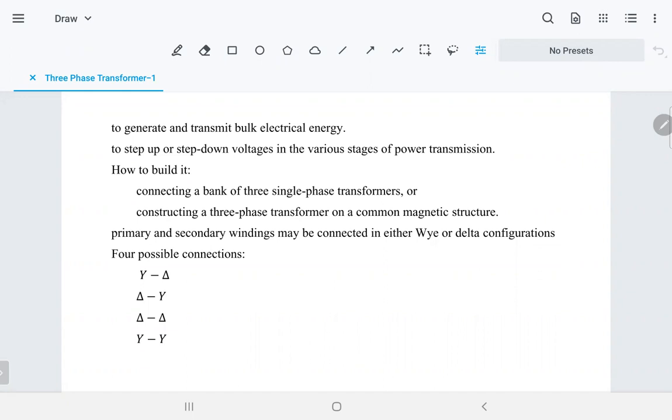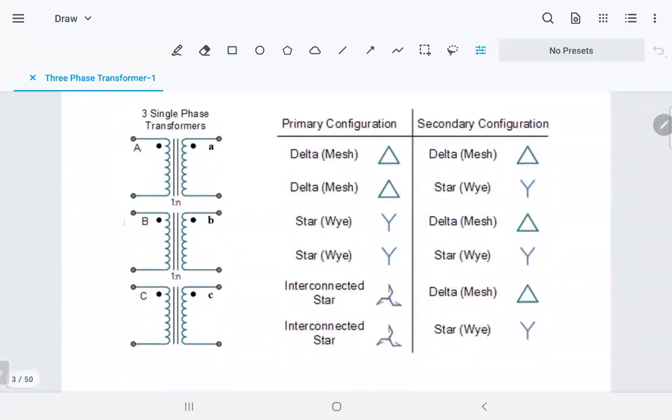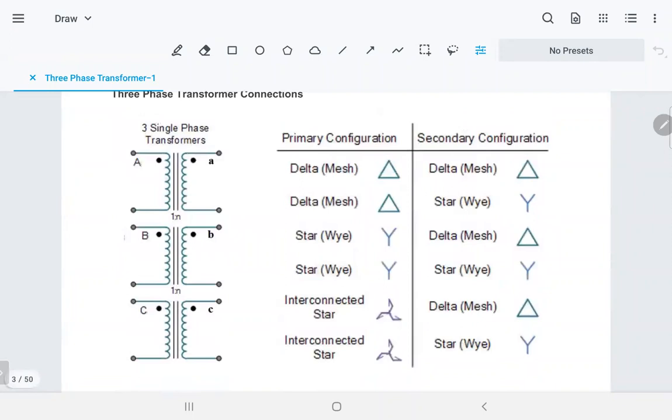So I show you here, you can have Y delta. What is Y delta? The primary is Y connected, and the secondary is connected as delta. You can have Y delta, delta Y, delta delta, YY. There are some common connections or configurations that are used with three-phase transformers, and some are not popular and we rarely find them. So we'll talk about that. If you have a chance to work at Georgia Power, you have an idea about that. That's the three-phase connection.